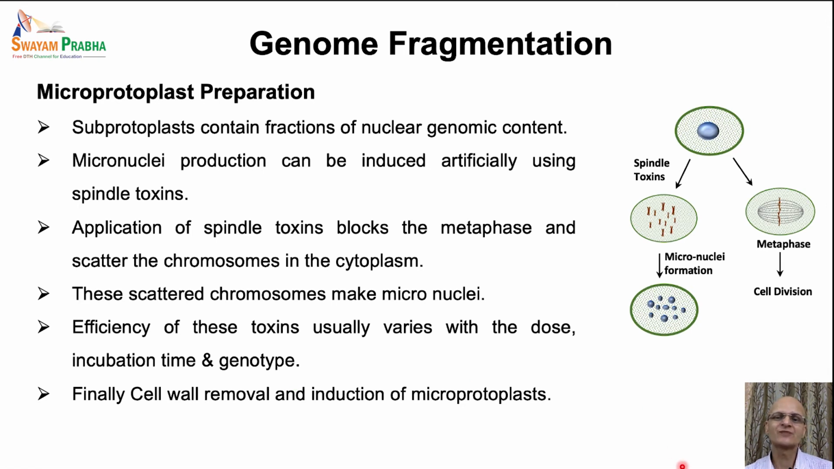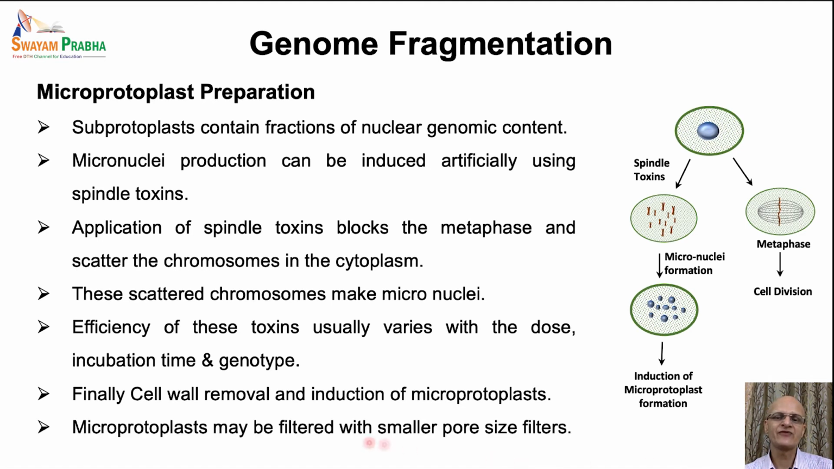Now, these cells are processed for the removal of the cell walls using enzymatic methods and induced to make the microprotoplasts. Usually, ultracentrifugation can be used for this purpose. Further, these microprotoplasts may be filtered through multiple sequential filters of different pore sizes to separate the microprotoplasts of different sizes.